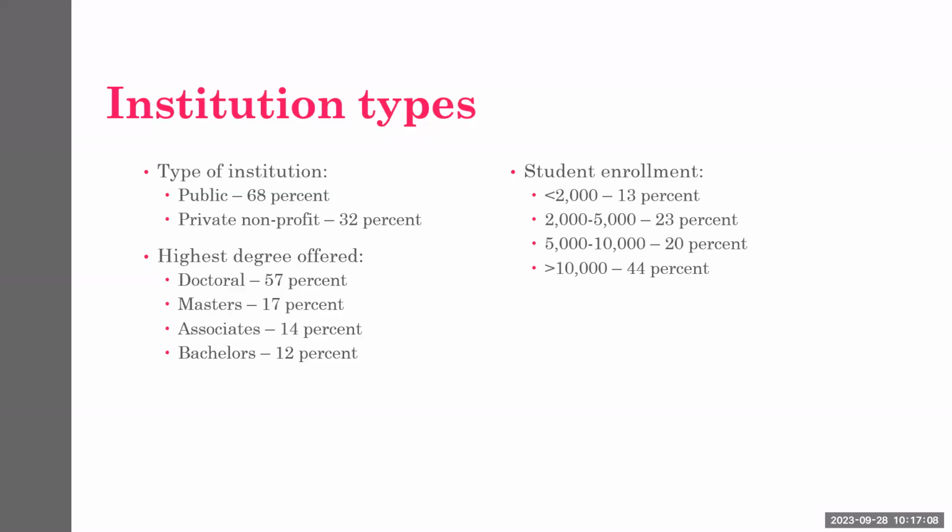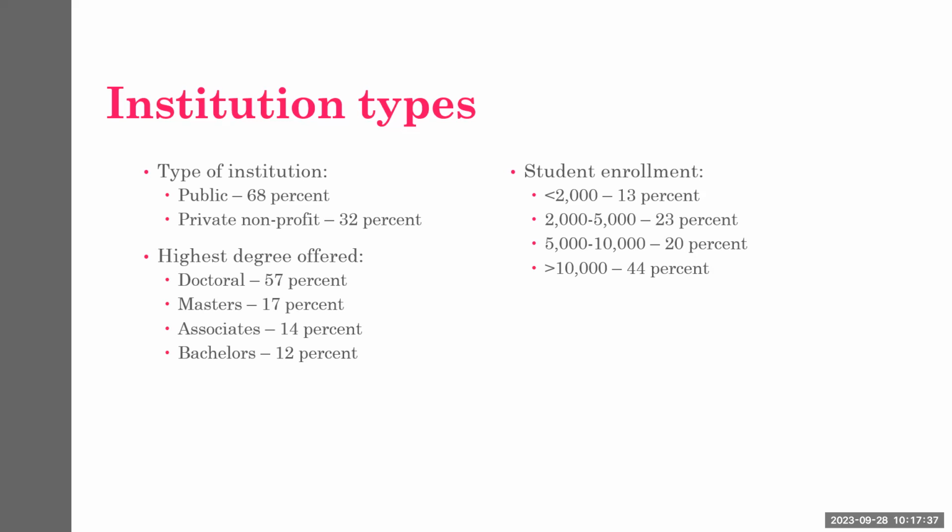When looking at the type of institutions our respondents represent, there was a majority of people who work at large, research-focused public universities. About a third of respondents did come from private universities, although none came from for-profit organizations, which we did ask about. A majority, 57%, came from institutions that offered doctoral degrees as their highest degree, followed by a master's with 17%, associates with 14%, and bachelor's at 12%.